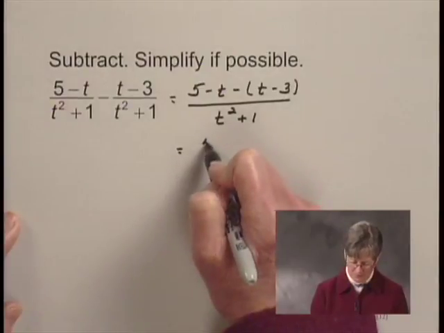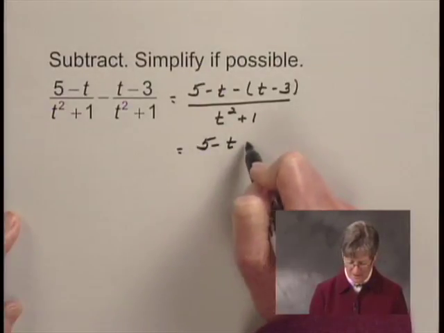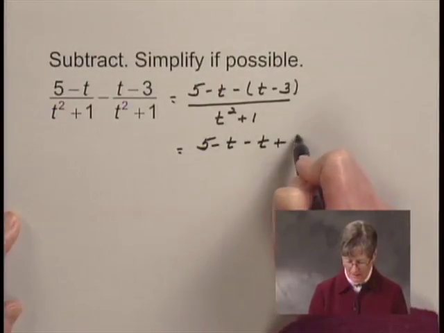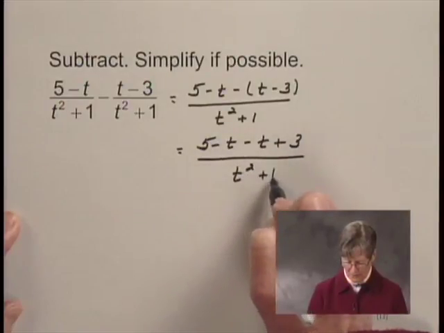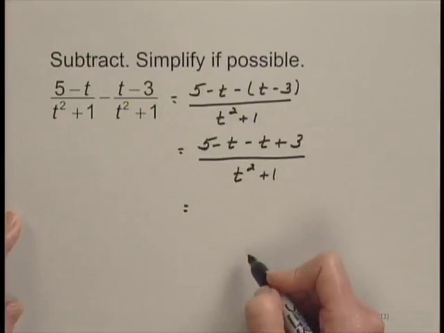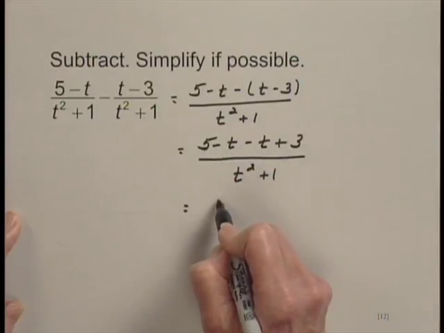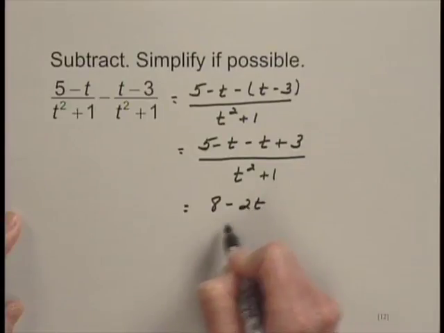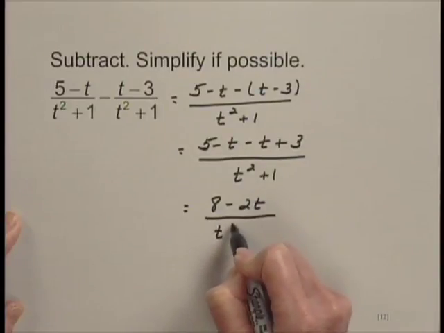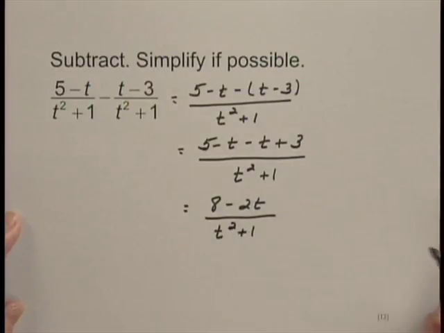Now let's remove those parentheses. We have 5 - t plus 3 over t² + 1. And we'll simplify in the numerator. 5 plus 3 is 8. And the opposite of t minus t gives me negative 2 times t. And that's over t² + 1.